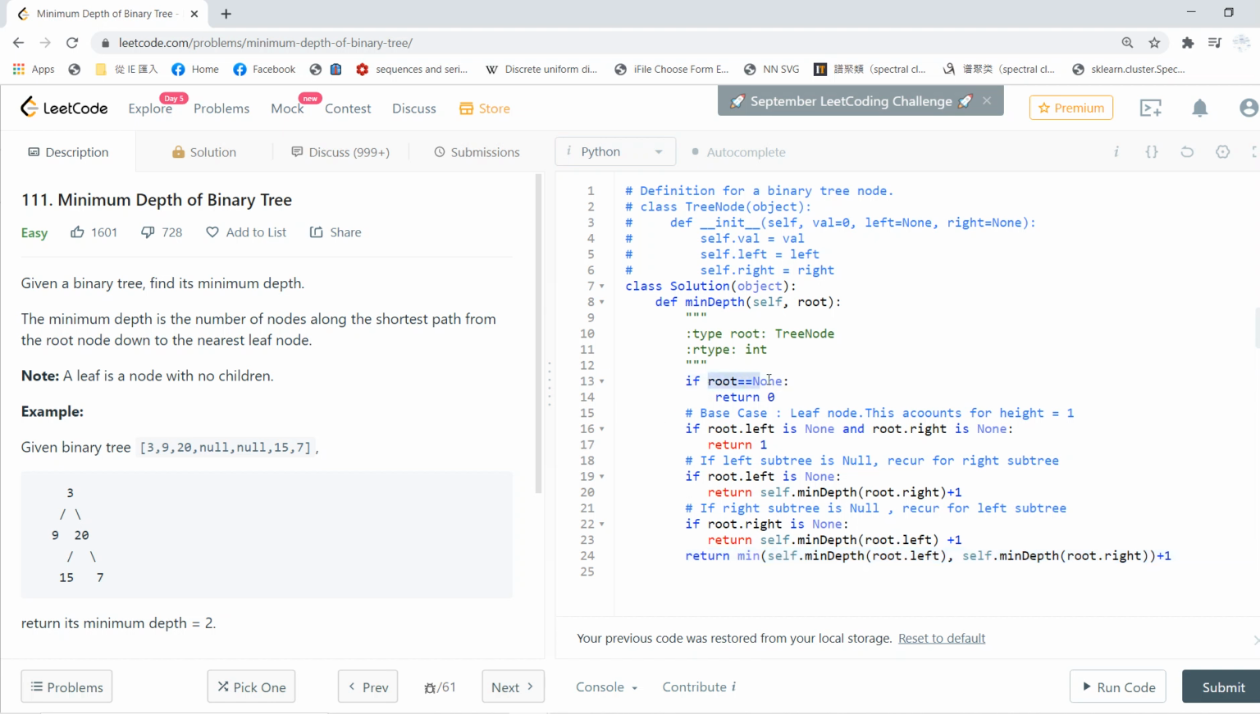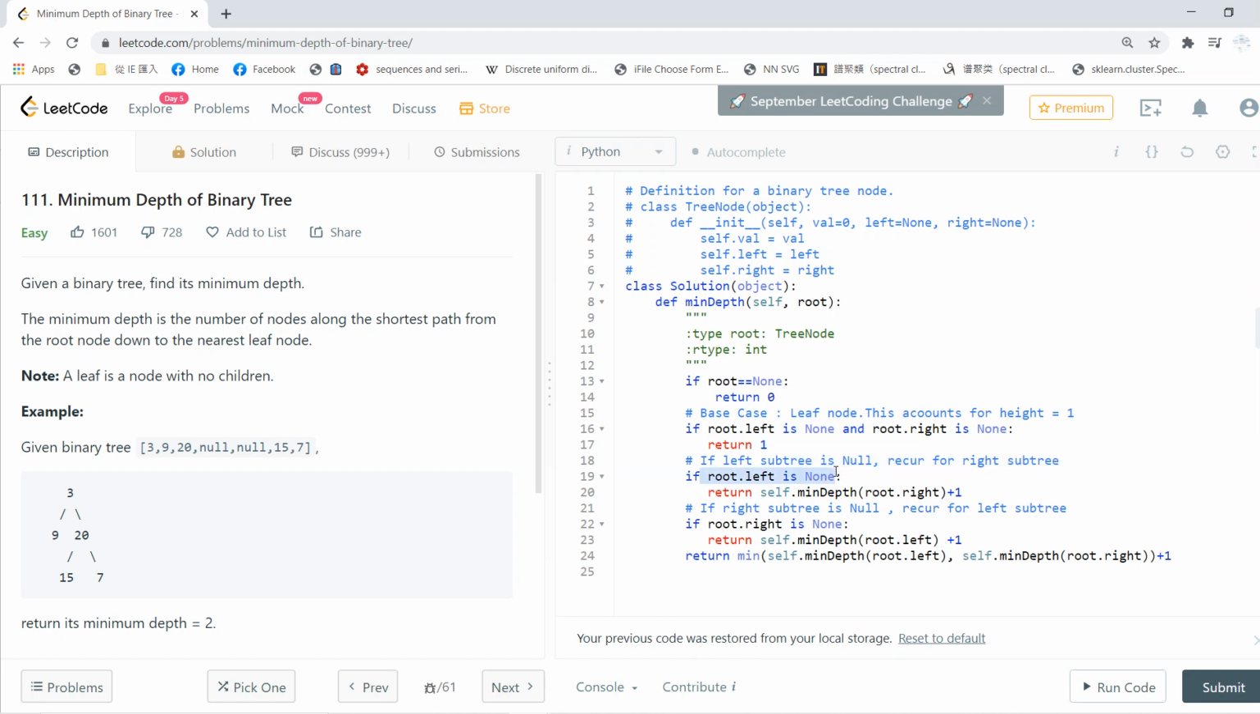The first case: if there is no root, then we return 0. I think this one is okay. The second case is if there's no left tree and no right tree, then we just return 1. Suppose we only have one node.